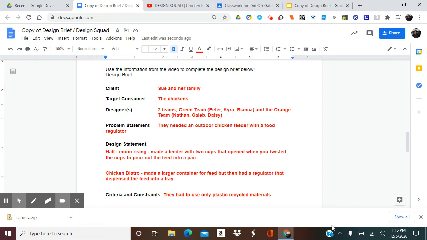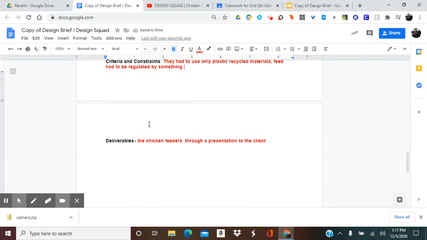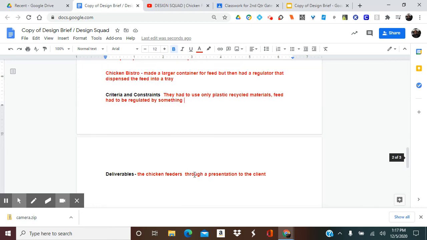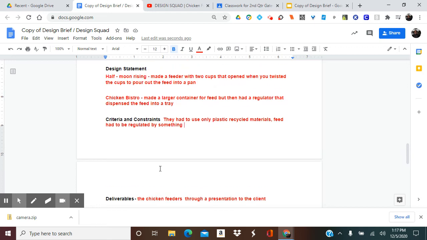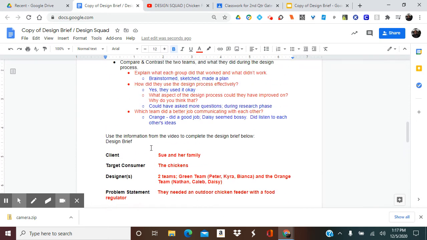So the criteria and constraints are they had to use only recycled plastic materials, and the feed had to be regulated. So it couldn't just slide out and feed the chickens. And then the deliverables: the chicken feeders were presented through a presentation to the client. So they delivered basically two working models.